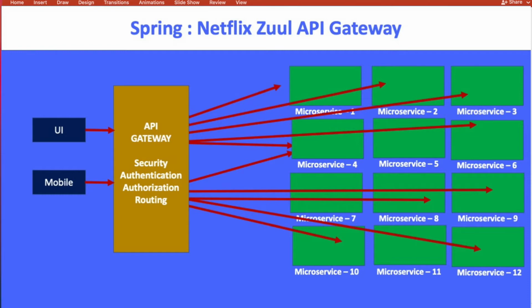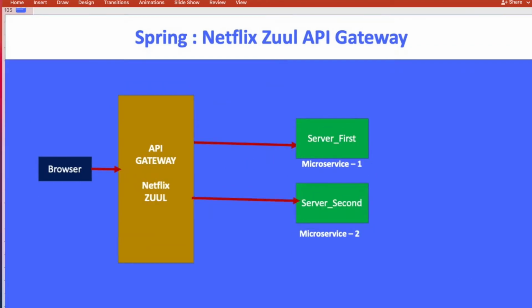And if you want to do any routing for the API, you can do that through the API gateway. That's why API gateway is very much important here, right? And in this demo session, what I am going to do is make one microservice, named server first, another microservice on a different port, server second, and I will make one application for the API gateway with the help of Zuul, and I will show you how to connect from any browser.